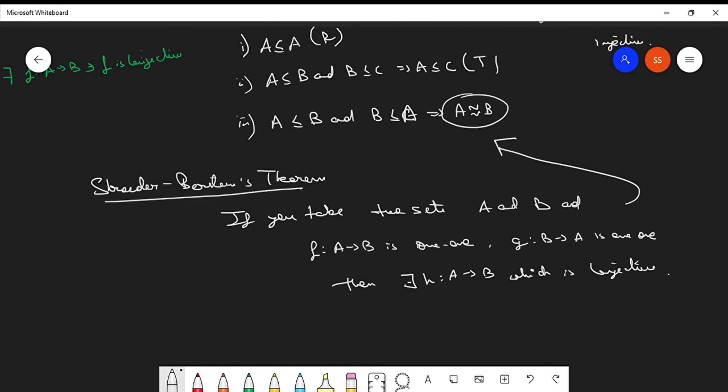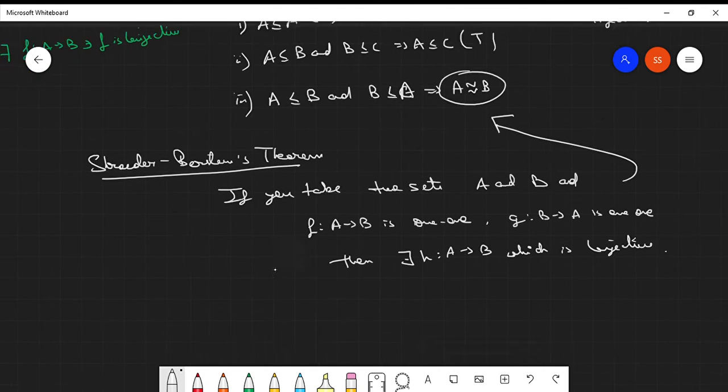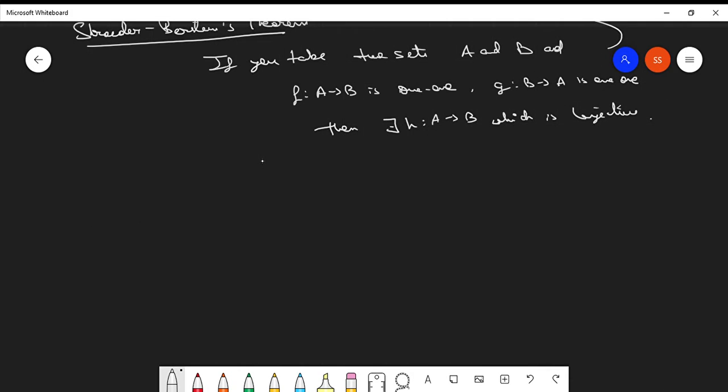Now you know about the power set of a particular set, right? If you have a set A, then P(A), also written as 2 to the power A, denotes the power set of A. What is the power set of A? The family of all the subsets of A.